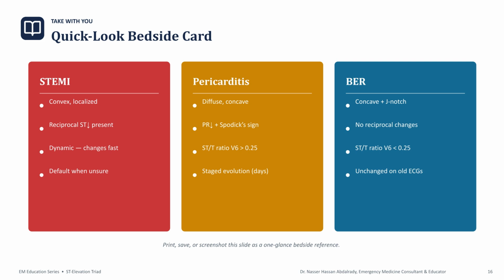Use this reference to distinguish STEMI, pericarditis, and BER at a glance. It highlights key differentiators like convexity versus concavity, the presence of reciprocal changes, and the ST-T ratio. Feel free to save or print this guide for your clinical practice.